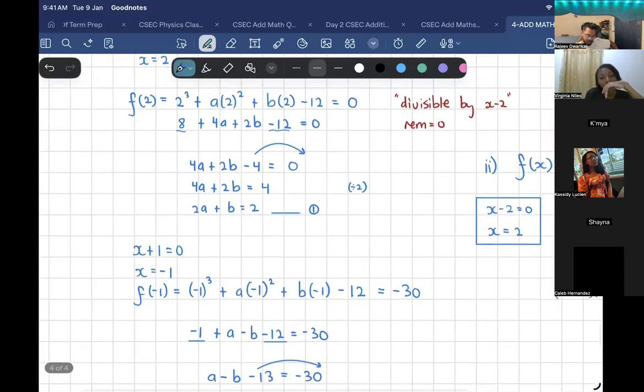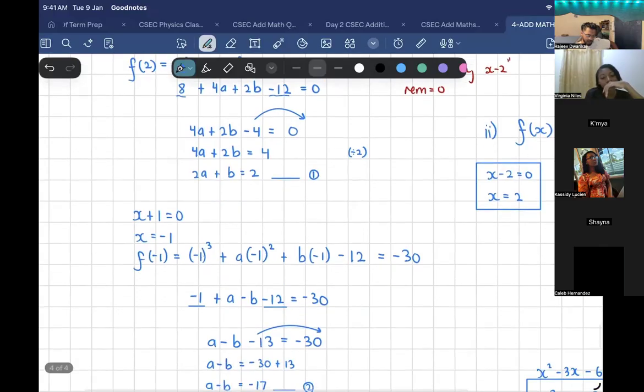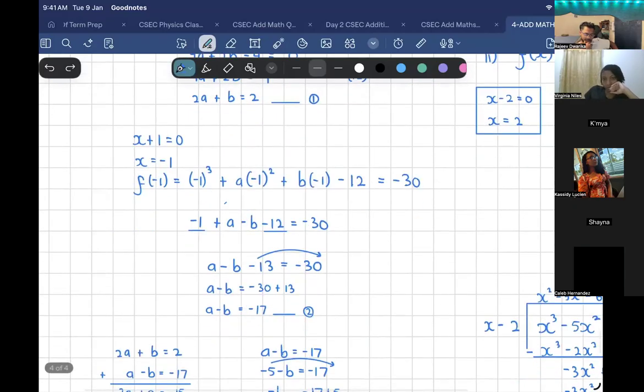Then minus 30. So x is equal to negative 1. That'll be negative 1... Oh, wait. No, that's correct. Minus 1 squared is positive. So positive a minus b minus 12 is minus 30. That's minus 13. Are we sure minus 30 plus 13 is minus 17? Yes, sir.